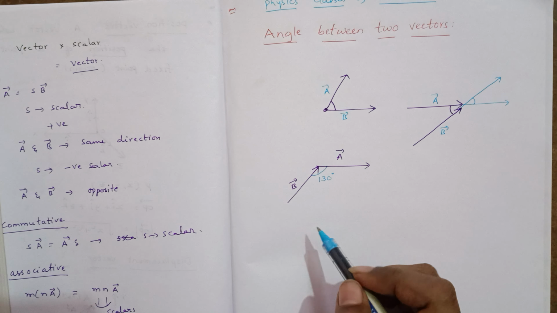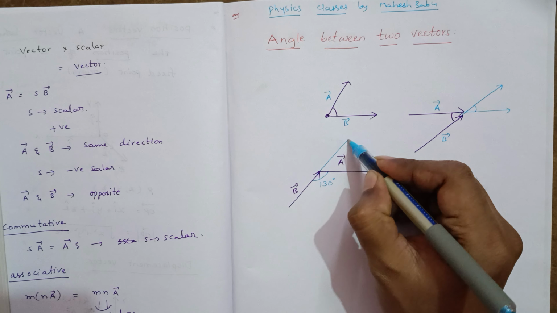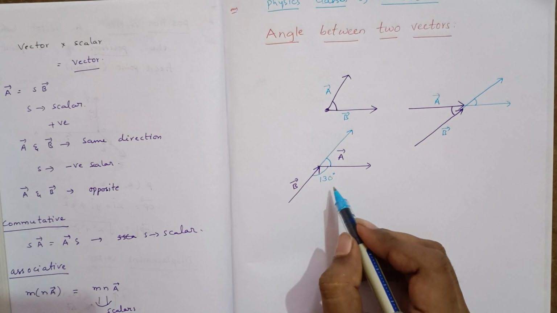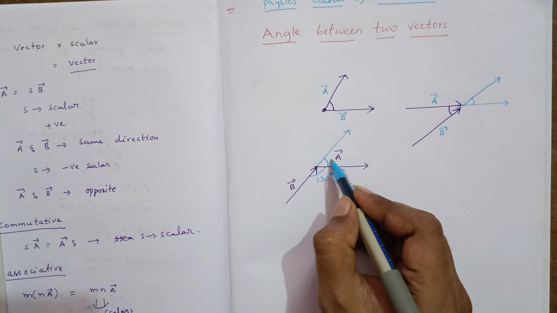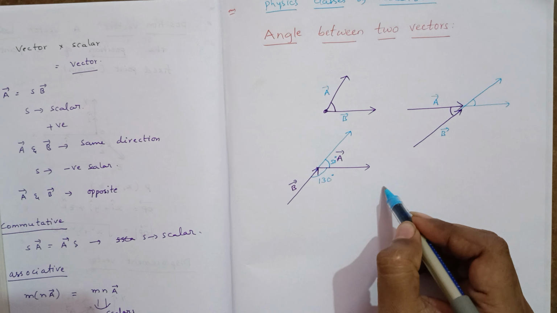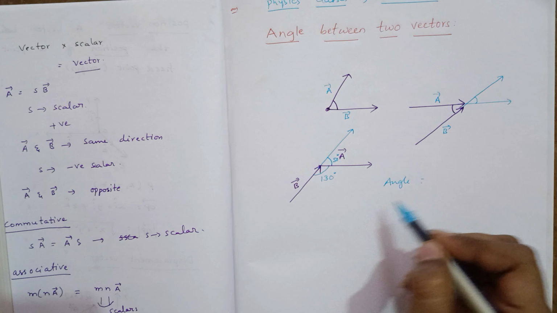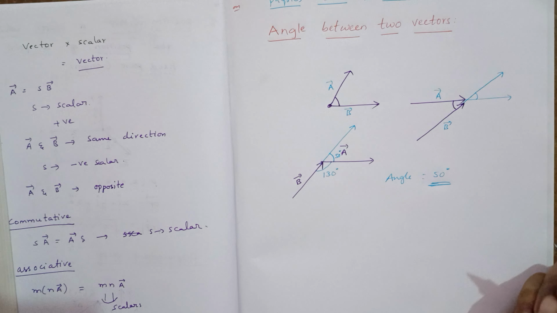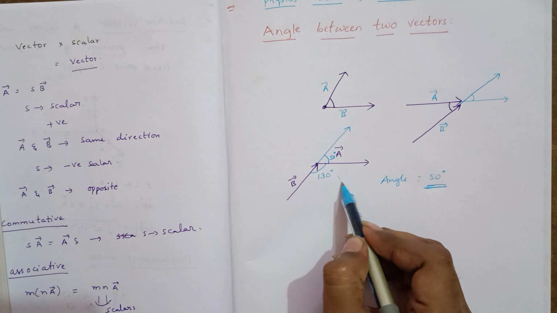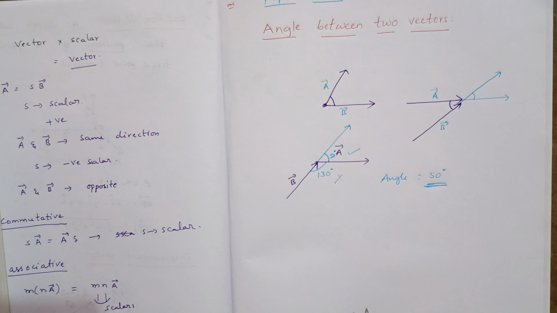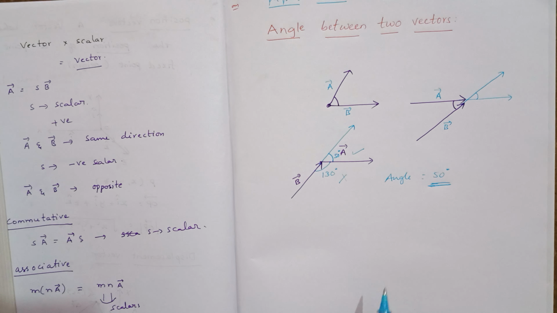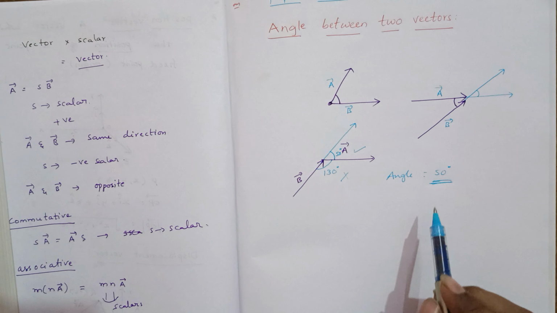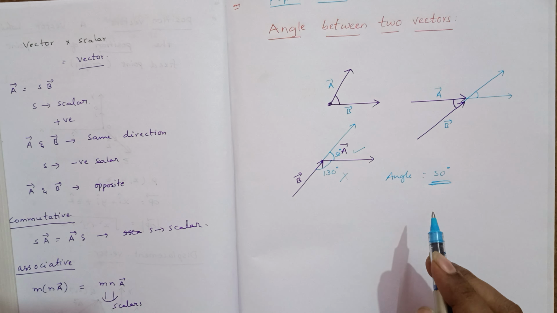No, it is wrong. We should extend this vector like this, and here we can find the angle. If this is 130, then this is 50 degrees. Now the angle between A bar and B bar is 50 degrees, not 130. This is wrong, this is correct. Remember that to find the angle between two vectors, either they should start from one point or they should end at one point. Then only we can find the angle.